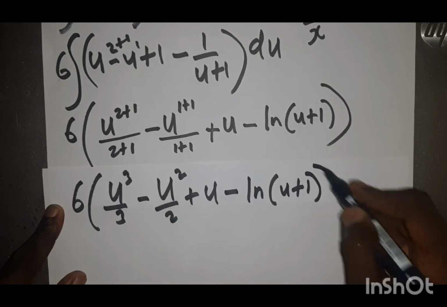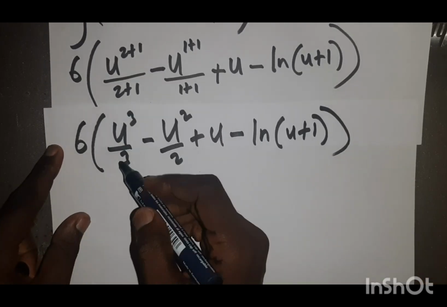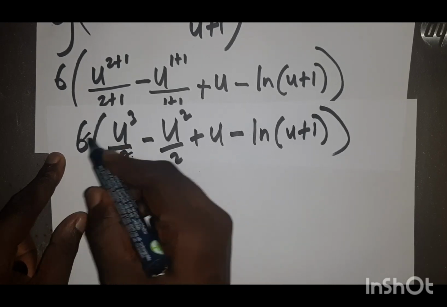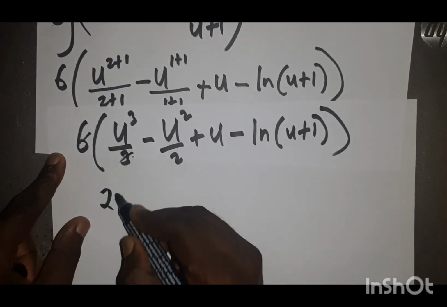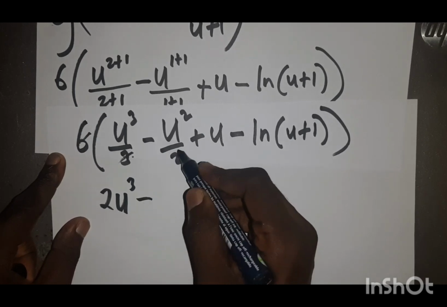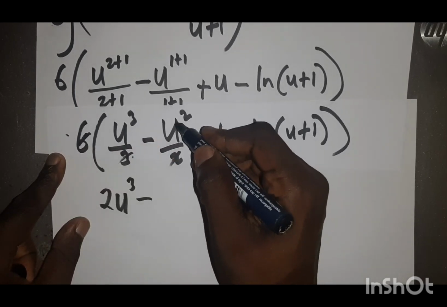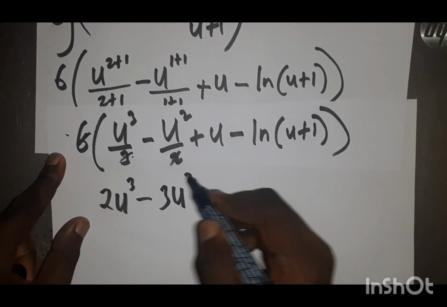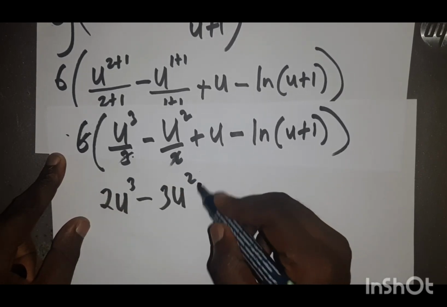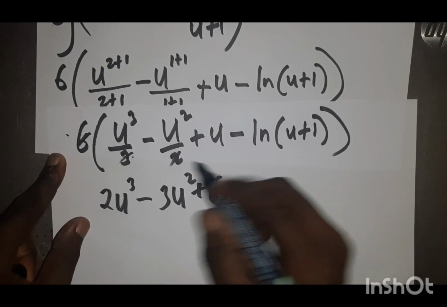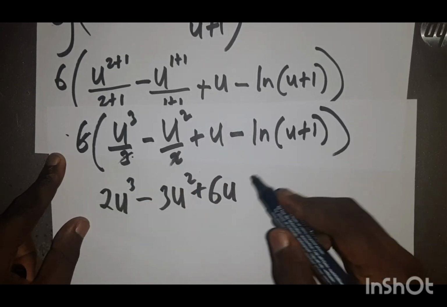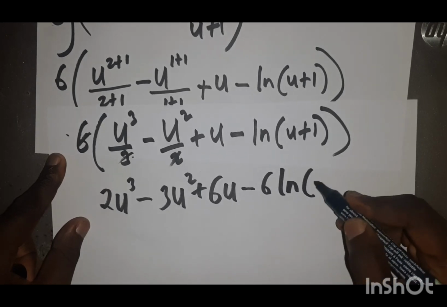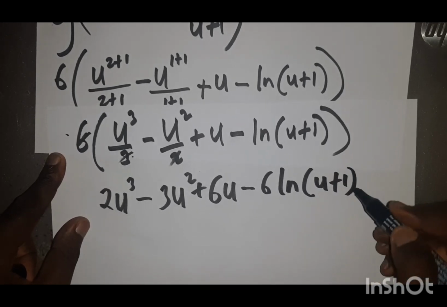And then opening the brackets, u raised to the power 3 over 3 times 6, 3 here 1, 3 here 2, so that'll be 2u cubed, minus 6 over 2 is 3, 3 times u squared will be 3u squared, then 6 times u is 6u, that's plus 6u, then 6 times ln of u plus 1, that'll be minus 6 ln of u plus 1.